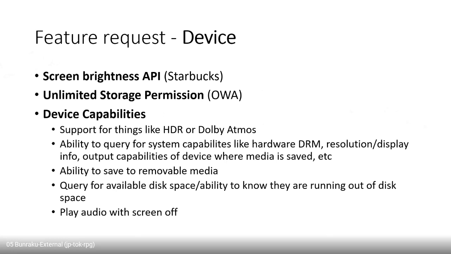The second one is being able to query for certain capabilities, like hardware DRM capable devices, where certain media apps will give higher quality content because they're more confident about the protection of the content. Resolution and display information, so that they can pick the right quality video. And then output capabilities, where media is saved: the ability to save to removable media. If you are trying to save content offline, being able to do so to a plugged-in USB drive or something, and being able to query for available disk space.